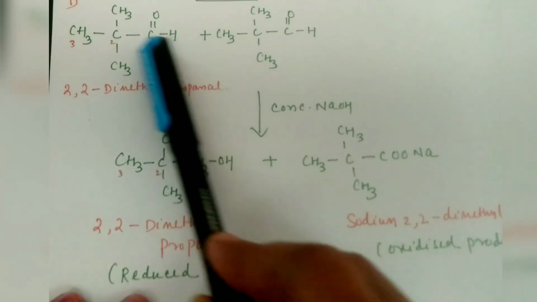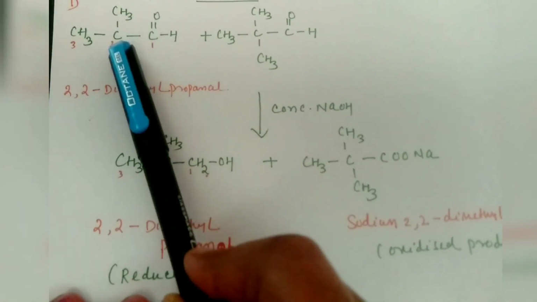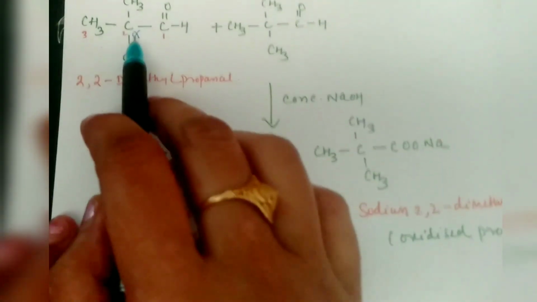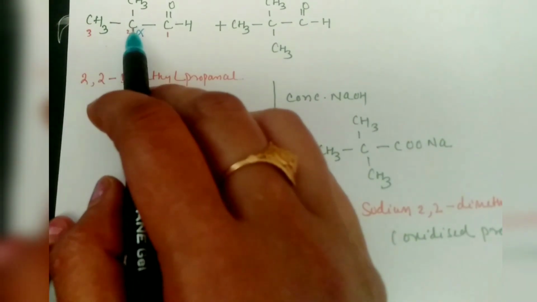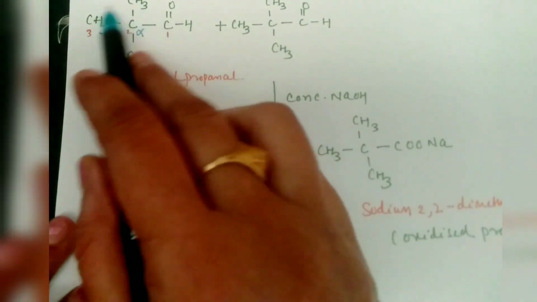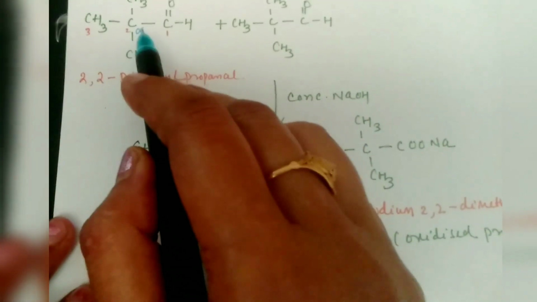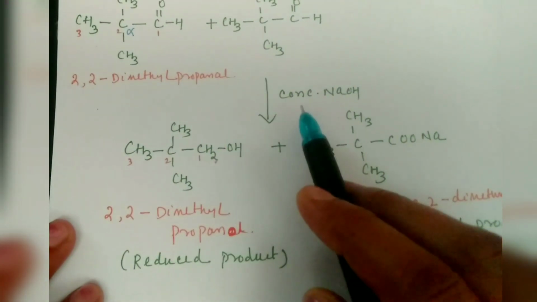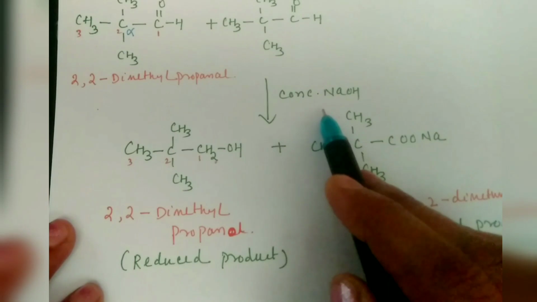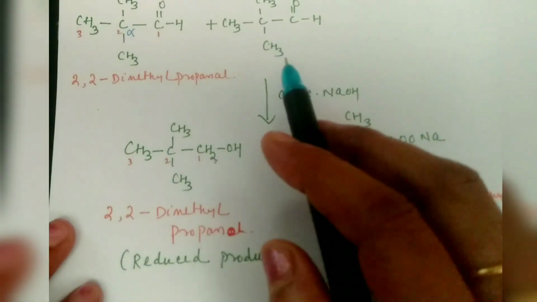Now see here, if this is the functional group, then this carbon is your alpha carbon atom. To this alpha carbon atom there are 3 methyl groups attached, but there is no alpha hydrogen atom. So if an aldehyde has no alpha hydrogen atom, it will undergo Cannizzaro's reaction. Okay, so when two molecules of the same aldehyde undergo Cannizzaro's reaction and are treated with concentrated alkali, then according to the reaction one will oxidize and another will reduce.